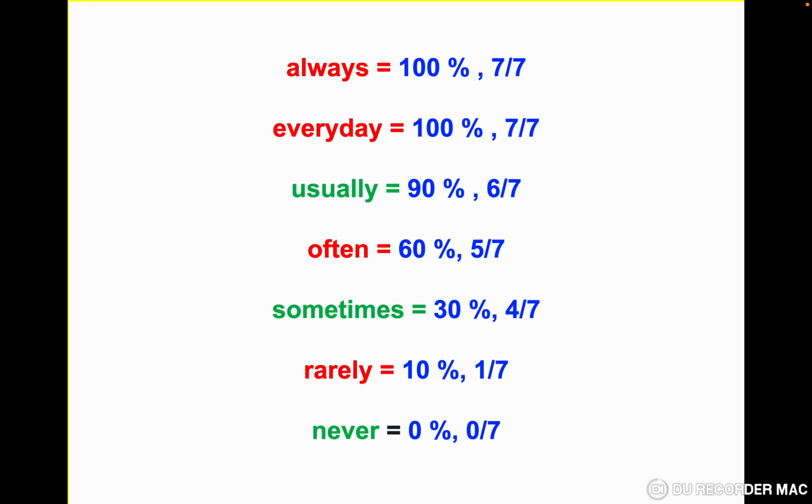I sometimes watch TV means 3 days I don't watch TV; I watch TV 4 days out of 7 days of the week. I rarely watch TV means just 1 day I watch TV, and 6 days I don't. I never watch TV means 0 out of 7. I don't watch it at all. So this is very easy to understand adverbs of frequency.